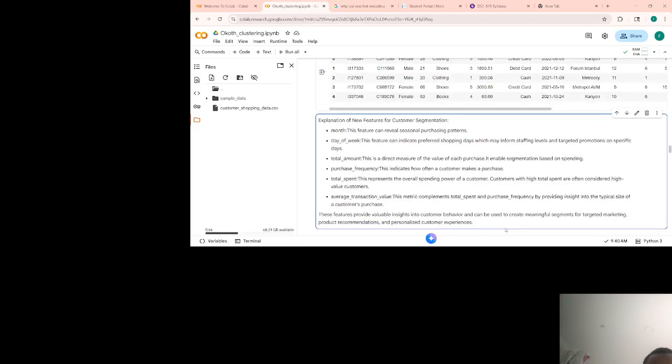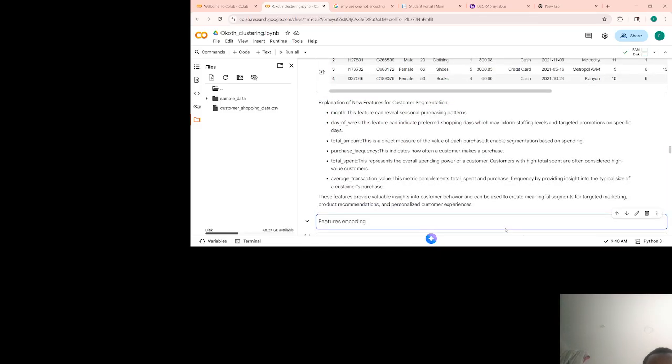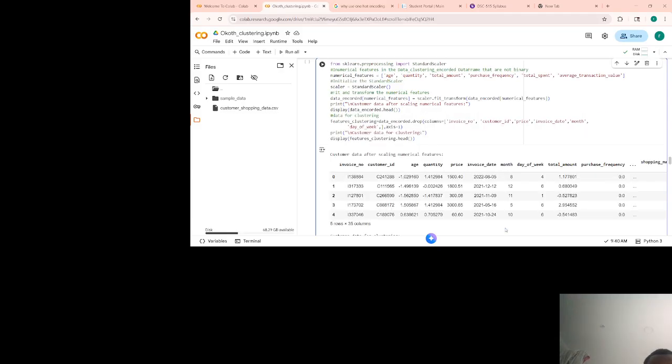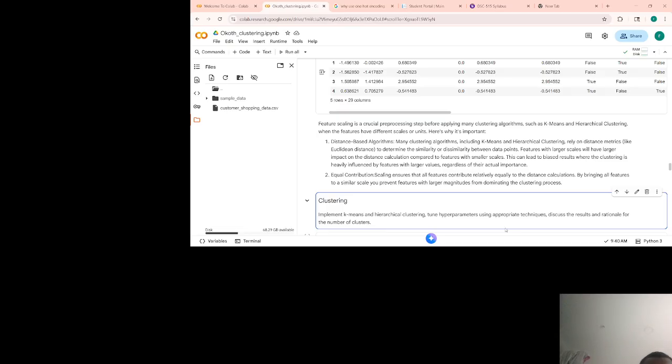After that, I did feature encoding where I used one hot encoding. This is used specifically to prevent the algorithm from making assumptions about ordinal relationships in the categorical variable.